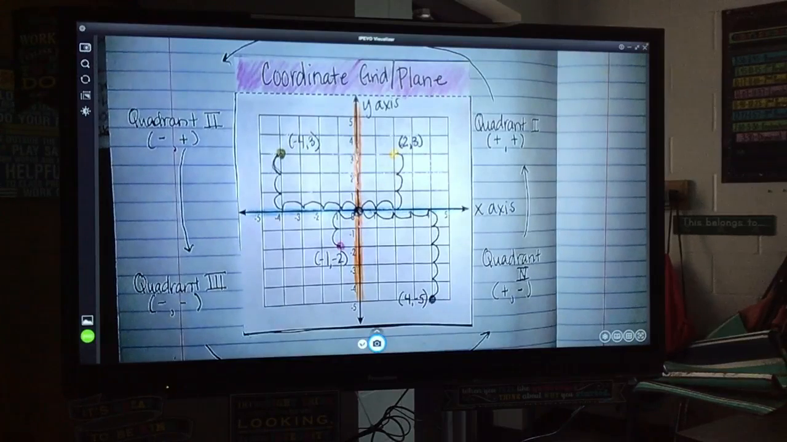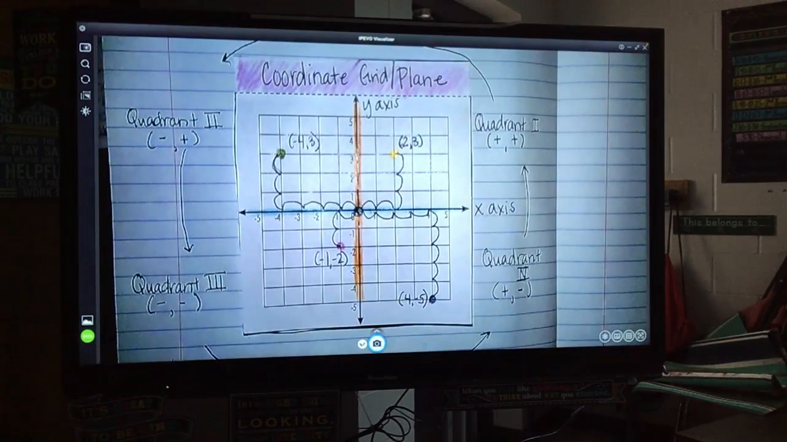Alright. So at this point, we are done with that set of notes. And you're gonna get your next set of notes. These will not take us that long. I would recommend keeping your colors out. Do not talk.